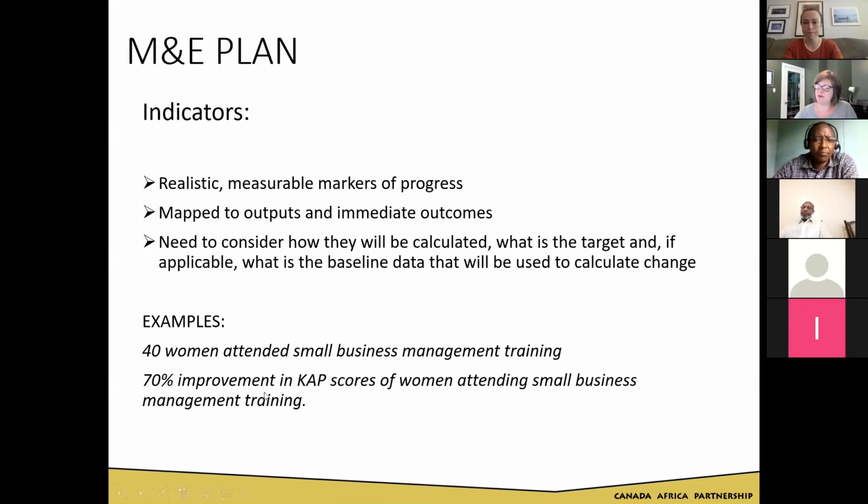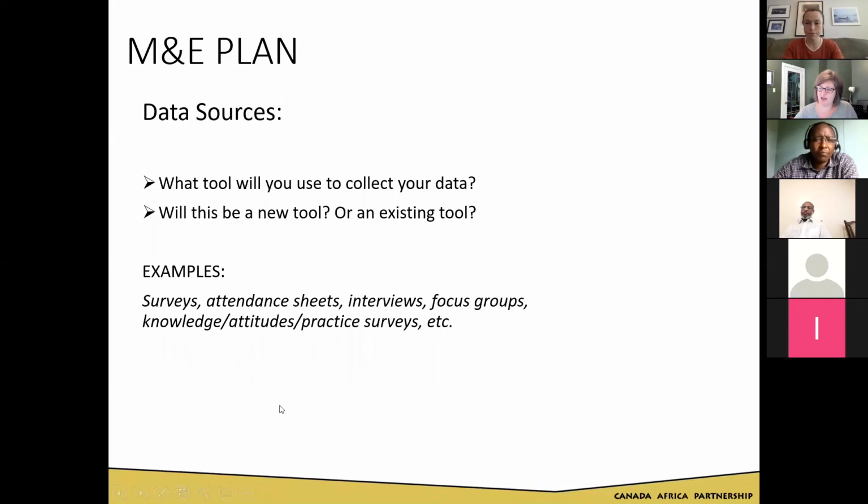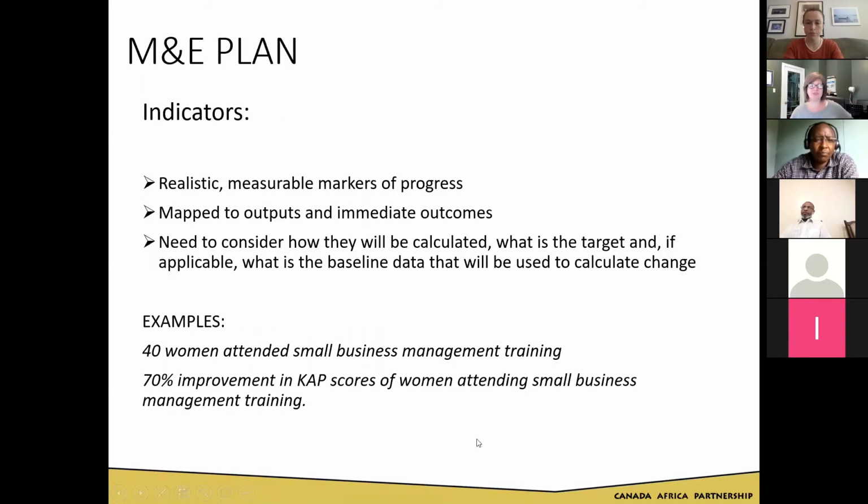This second example, CAP scores, that's the survey example that I use. A KAP survey is just a fancy word for the kinds of surveys you probably already would envision for trainings. It's just a knowledge, attitudes, and practices survey.